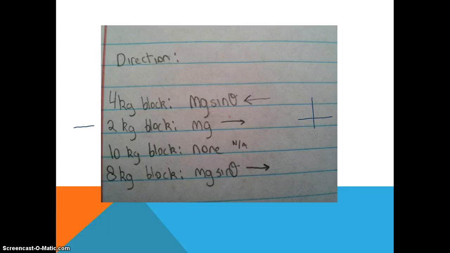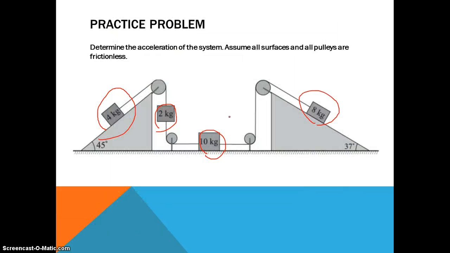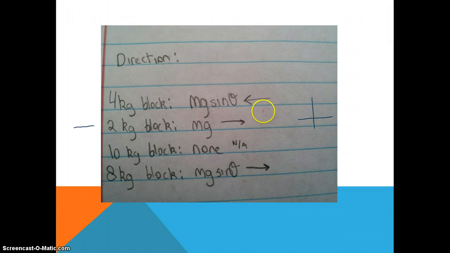Now here are the directions of the forces. The 4 kilogram block, as seen in the picture, would be going this way. The 2 kilogram block would be pushing downwards, which would be going the opposite way. And as I said before, there is no force on the 10 kilogram block, so it would be going wherever the acceleration is. And yep, that's what it looks like over here too.